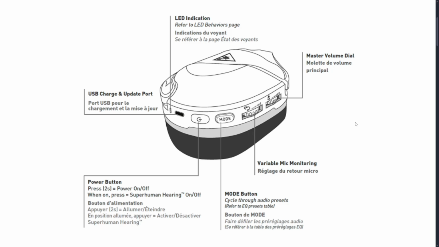Second, pair the headset with the USB transmitter. If the headset and transmitter are not paired, turn on the headset. Press and hold the power button on the headset until the LED flashes rapidly. On the USB transmitter, press the pairing button until its LED starts flashing. Wait for the LEDs on both devices to turn solid, indicating successful pairing.